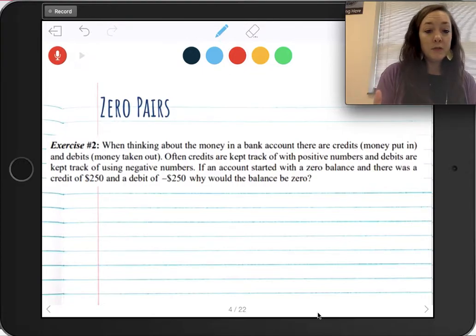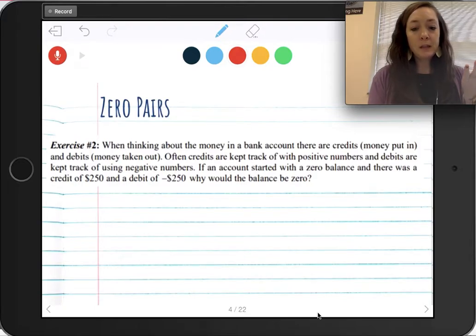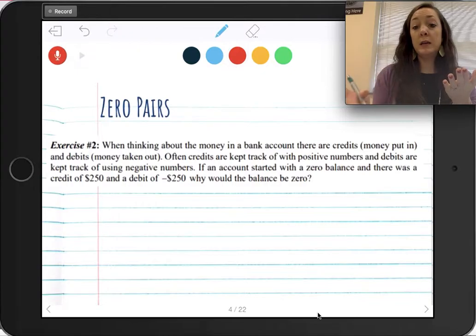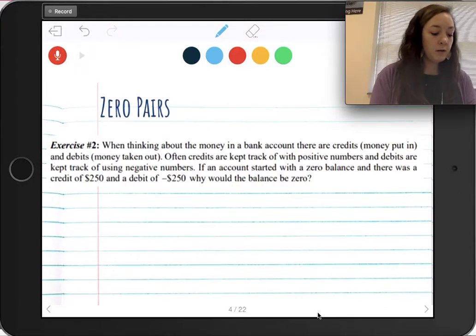So an example of a zero pair is thinking about money in a bank and credits and debits. So if I have a zero balance, I have a credit, which means I put money in the bank. That's a positive 250. And then I have a debit, I spend $250. That takes away the money in my bank, so they balance out to 0. So that's an example of a zero pair.